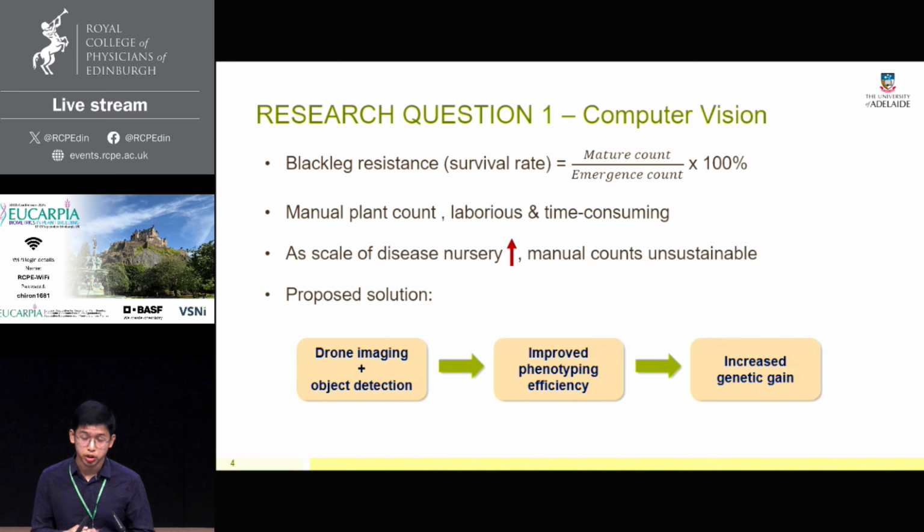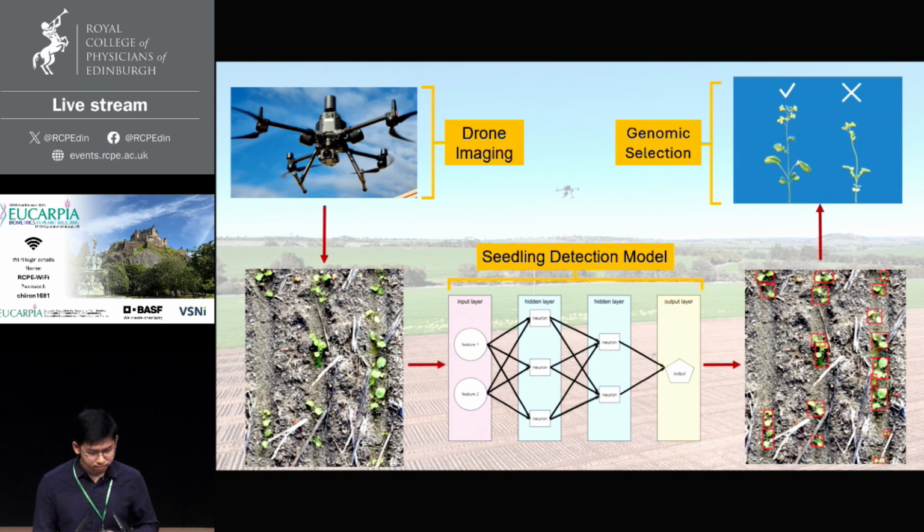So the proposed solution here is to use a combination of high-throughput phenotyping using drone imaging, as well as deep learning-based object detection algorithms to automate this plant counting process. By doing this, we can improve phenotyping efficiency and ultimately increase genetic gain for blackleg resistance.